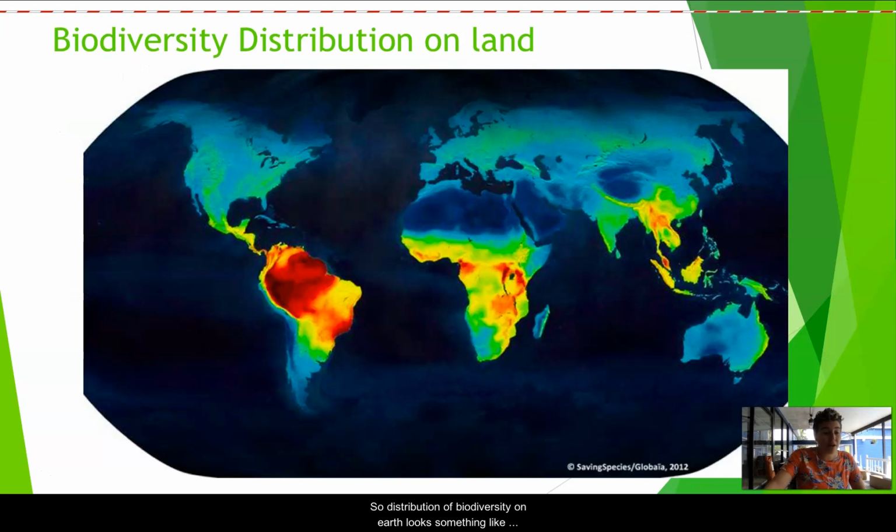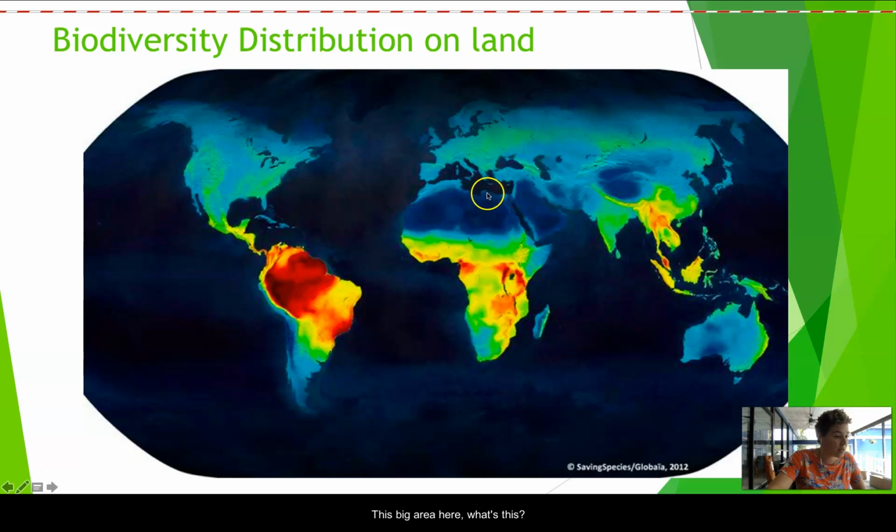So the distribution of biodiversity on Earth looks something like this. Like I said, the equator is sort of the hot spot for biodiversity, right? Quite literally. It's hotter and has more solar energy, so more photosynthesis, more plants. And because of that, you can see on our map here that areas around the equator also have higher levels of biodiversity, with red, orange, yellow being the highest levels, then green being slightly lower, and then into the blues.